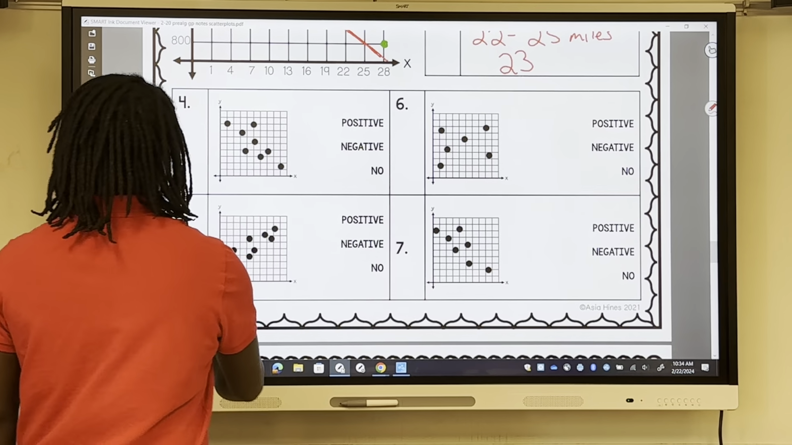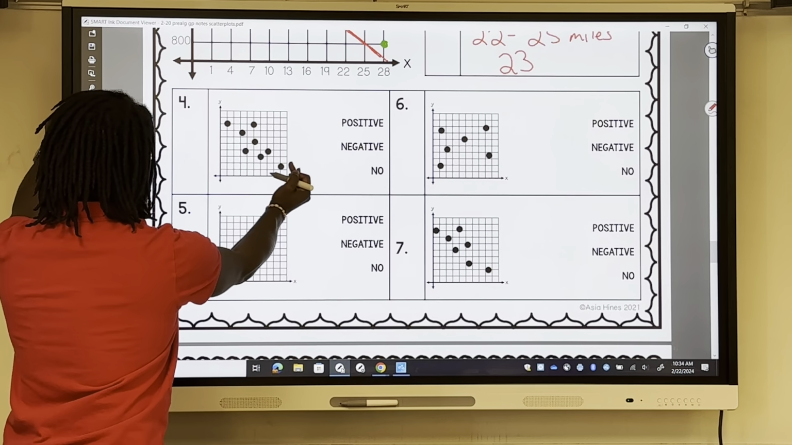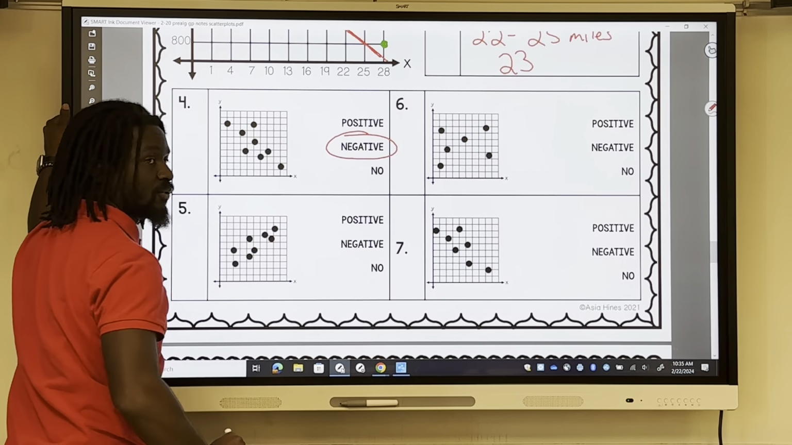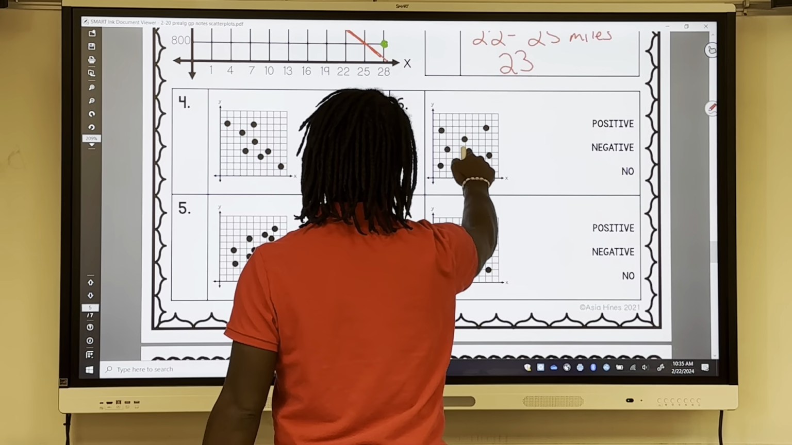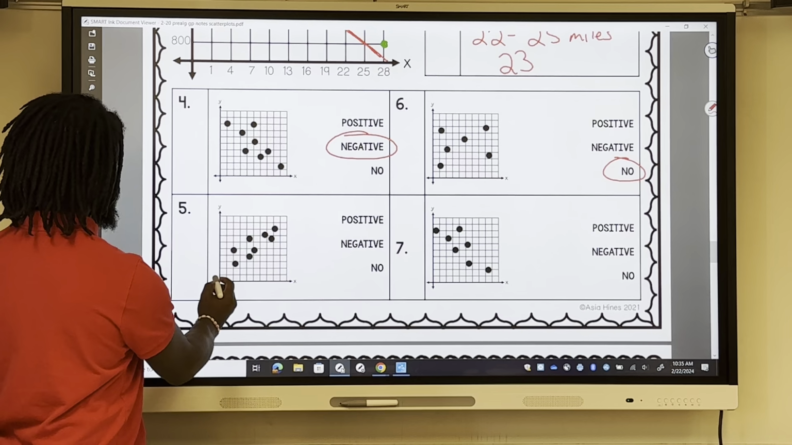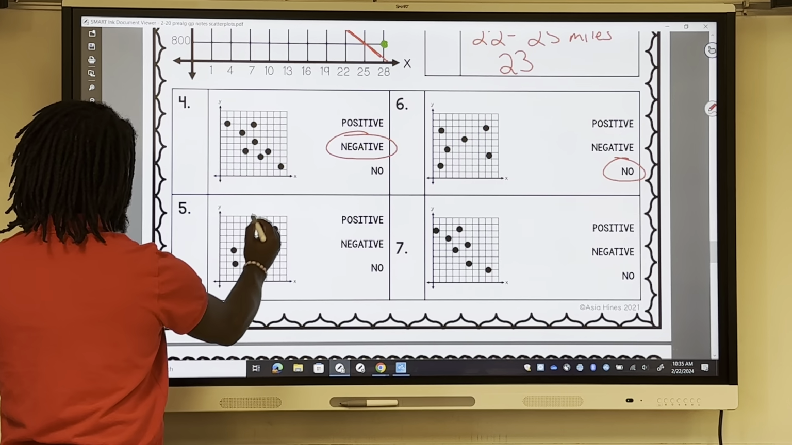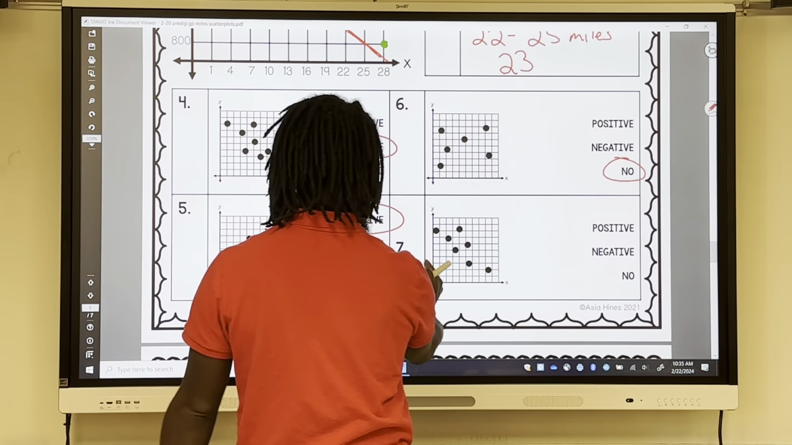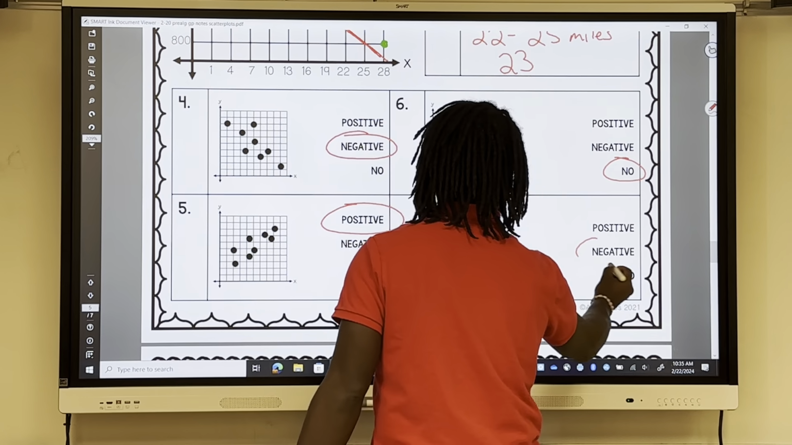All right, here we go. So moving from left to right, it is going down, negative relationship. This one, the dots are there, here, there, everywhere. There's no relationship there. This one, as we're moving from left to right, it is kind of going up, increasing, positive. As I'm going from left to right, kind of going down, so that is negative.